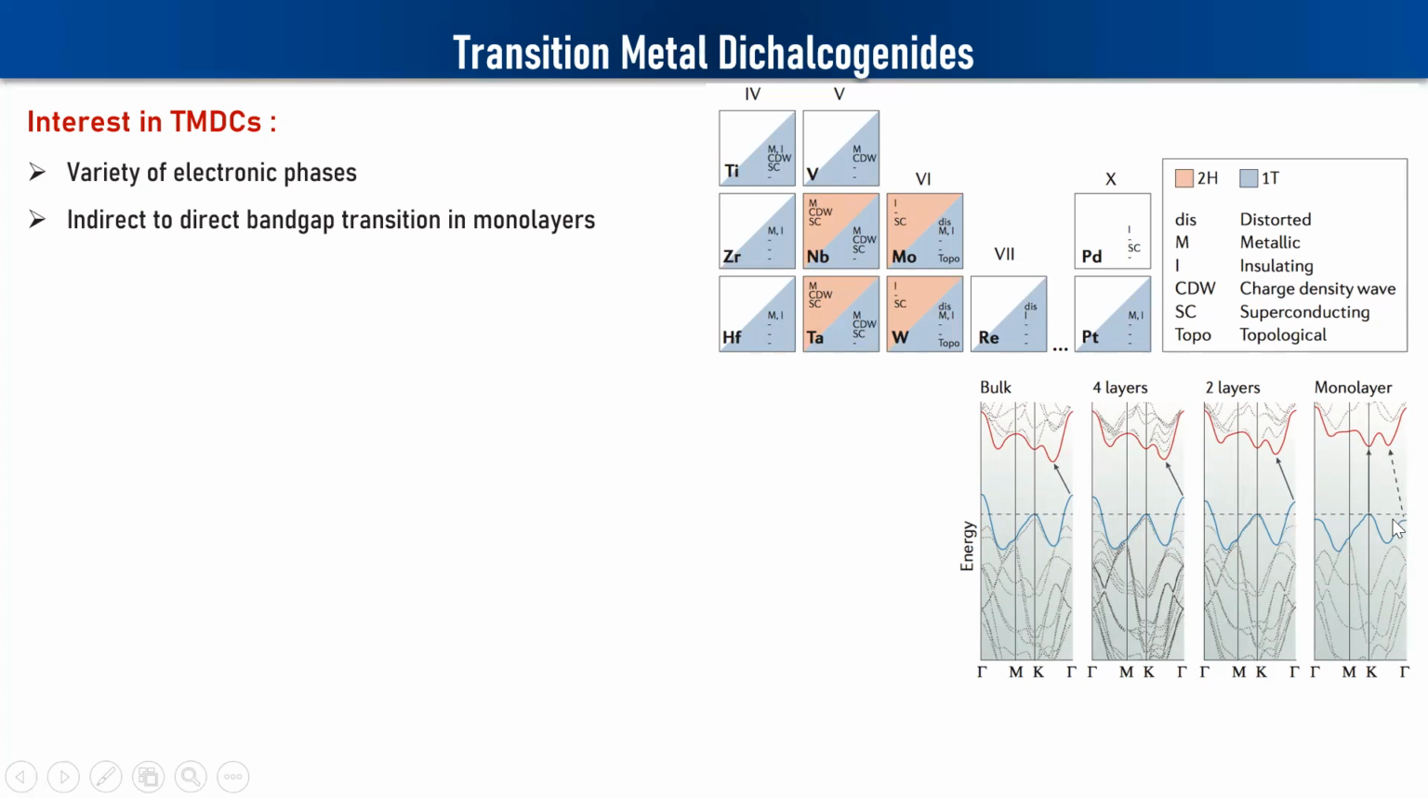Okay, so why does this happen? Here you see the monolayer. You can see the conduction band and the valence band. The edges of these are at the same K point.